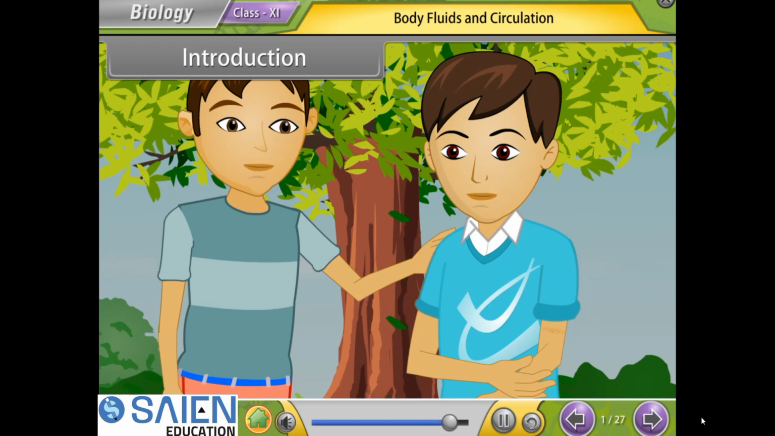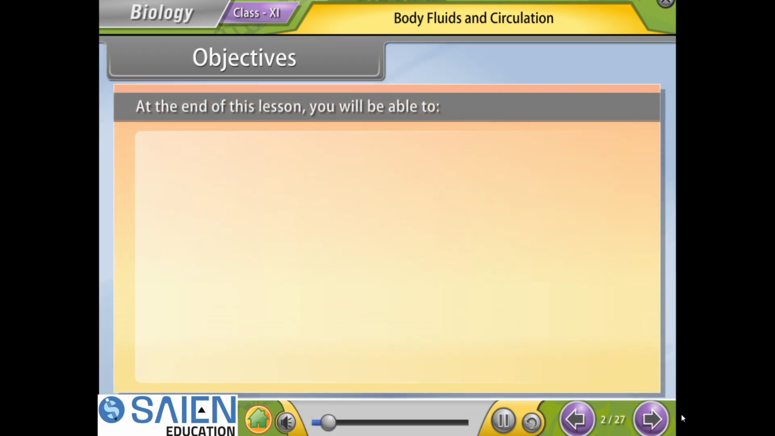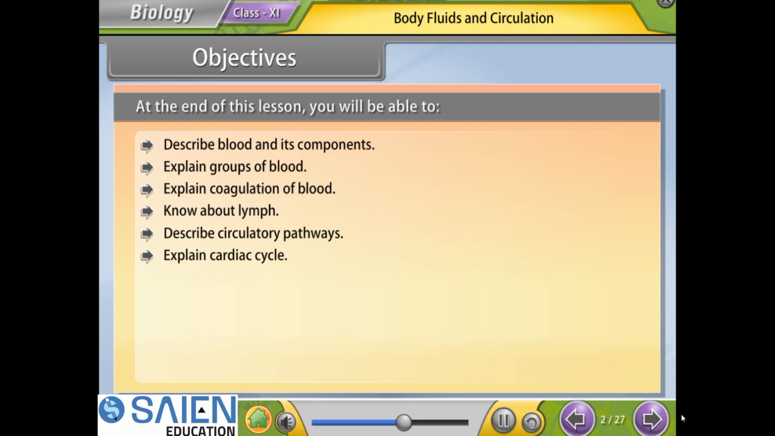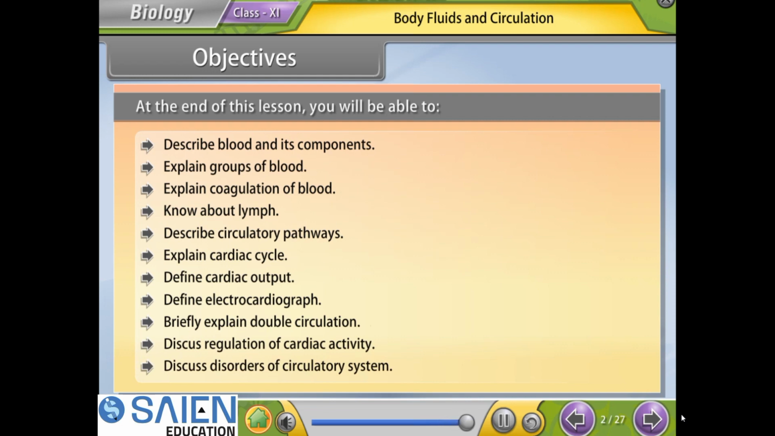Sure. In this lesson, you will learn about body fluids and circulation in the human body. Objectives. At the end of this lesson, you will be able to describe blood and its components, explain groups of blood, explain coagulation of blood, know about lymph, describe circulatory pathways, explain cardiac cycle, define cardiac output, define electrocardiograph, briefly explain double circulation, discuss regulation of cardiac activity, and discuss disorders of the circulatory system.